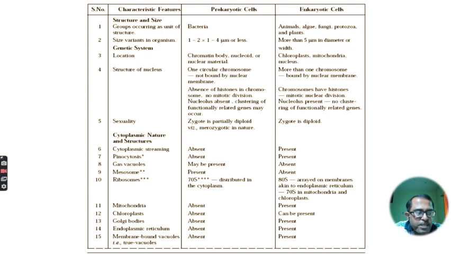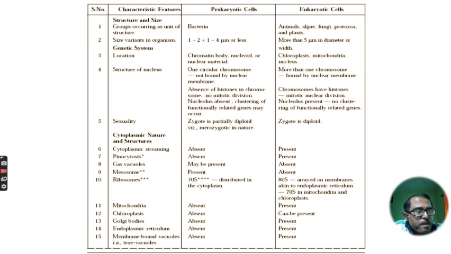The prokaryotic cells are generally measured in 1 to 4 micrometer in length or size. While the eukaryotic cells have a diameter of more than 5 micrometer in diameter or width. Now in case of prokaryotic cell, the nuclear material is present in the form of nucleoid or chromatin bodies.